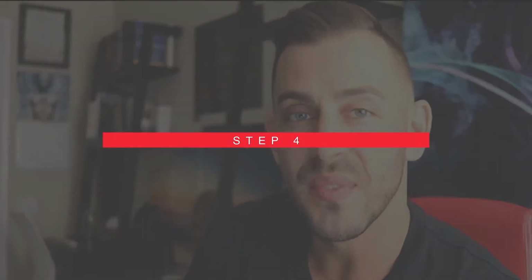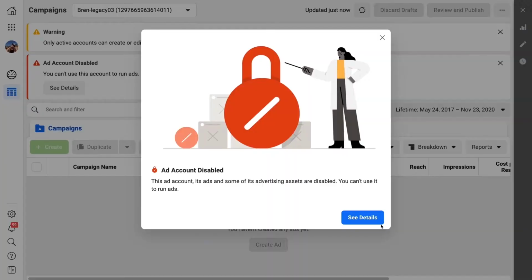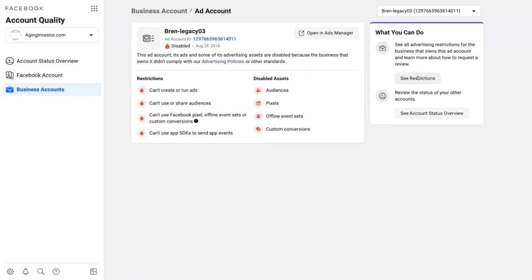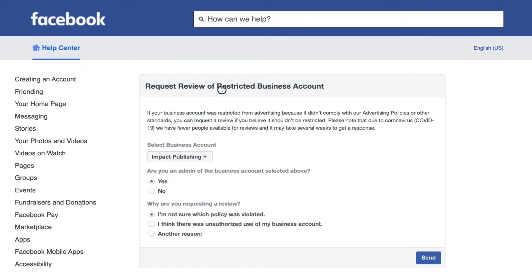Next up, step 4. Step 4 is to submit an appeal. Submitting an appeal is super simple. You just fill out a quick form. To submit an appeal, just log into your ad account and go here, and then click here and here, and then fill out this form.